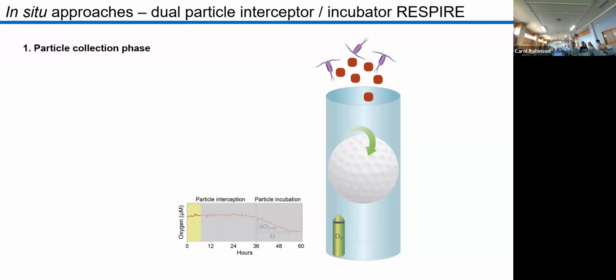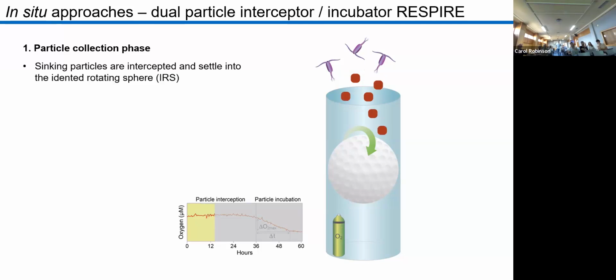So when you deploy the instrument, here is an example. This is the oxygen time series measured by the optode inside the instrument. You have two different steps. The first one is the particle collection phase. In our example, it lasted 1.5 days, and this deployment lasted 60 hours. So you deploy the instrument, the particles settle in the sediment trap, and eventually settle on this rotating sphere.